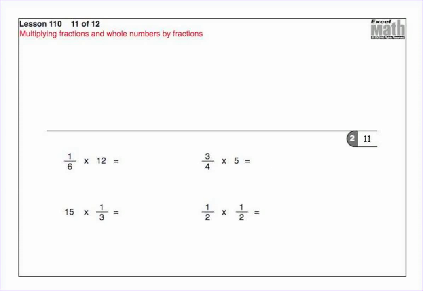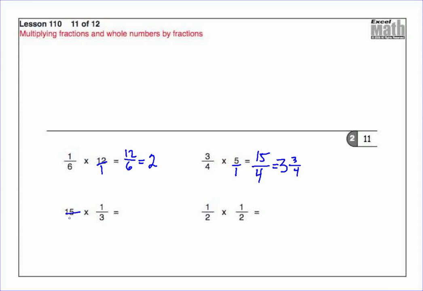And here's another set of problems for a checkbox. Pause the video, turn it back on when you're ready for the solutions. All right, remember on the whole numbers, you have to make those into fractions. 1 times 12 is 12. 6 times 1 is 6. That's equal to 2 because 12 divided by 6 is 2. The whole numbers, make them into fractions. 3 times 5 is 15. 4 times 1 is 4. 4 goes into 15 3 times. That's 12. Remainder 3. 3 and 3/4.